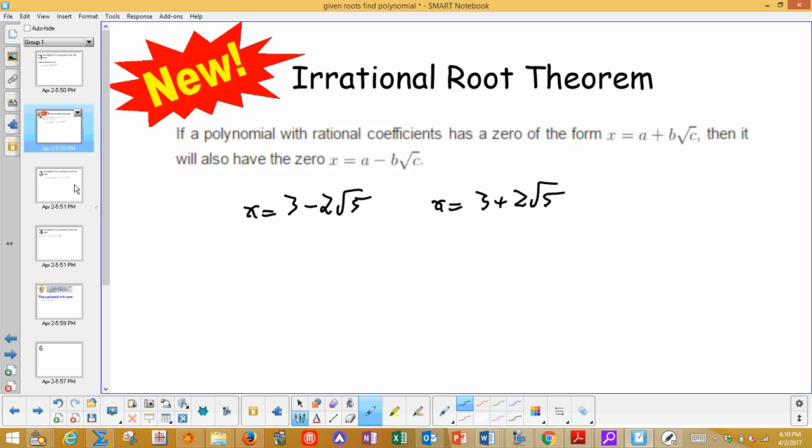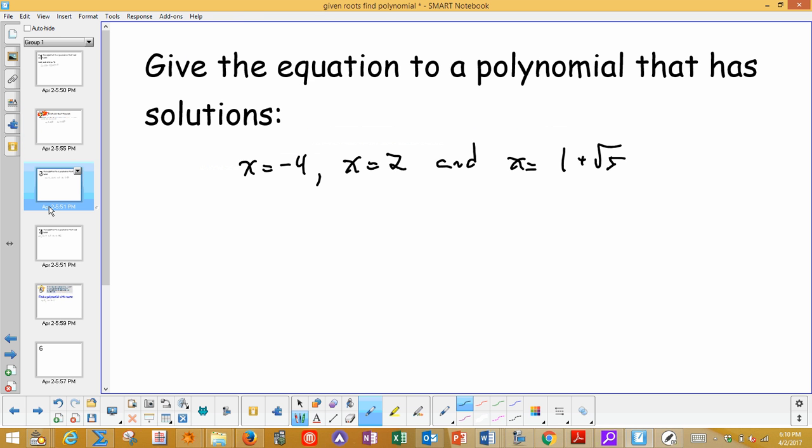Okay? So here's what we can do. Give a polynomial equation that has these three solutions. So from the first one, we know that one factor has got to be x plus 4. And from the second, rational one, we know that this solution has to have a factor of x minus 2. And because of our theorem that we just saw, we know that not only does this have to be a solution, but also x equals 1 minus root 5 has to be a solution.